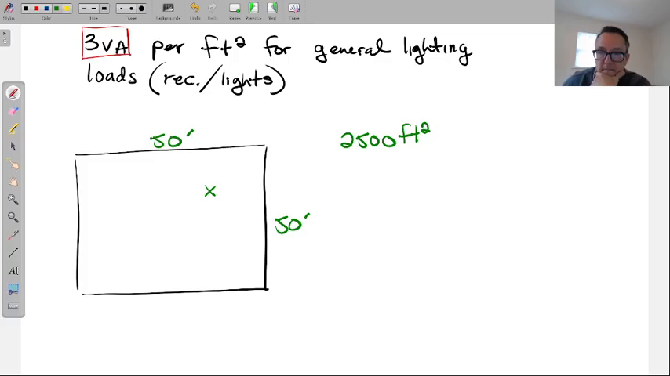So to determine how many breakers you are going to need for all of your general purpose outlets that are going to be around the house, this is the first calculation. You'll multiply 2,500 times 3 VA. And this will equal a total VA at the end of that. So 2,500 times 3. If anybody's got that number, let me know.